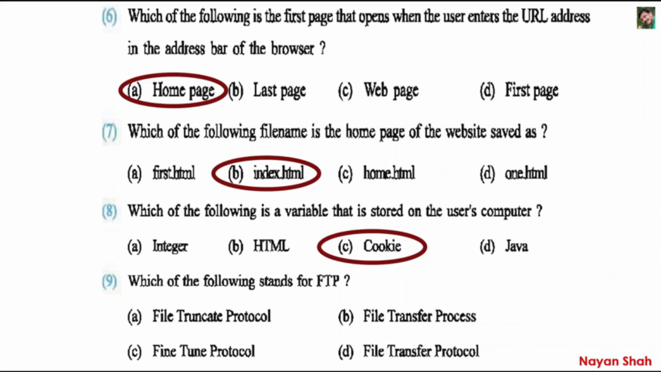So cookies are nothing but a variable that is stored on the user's computer which remembers what we have typed in a particular field, so that next time when you type the same thing, it will give you suggestions. So that is called a cookie. Ninth MCQ: which of the following stands for FTP?